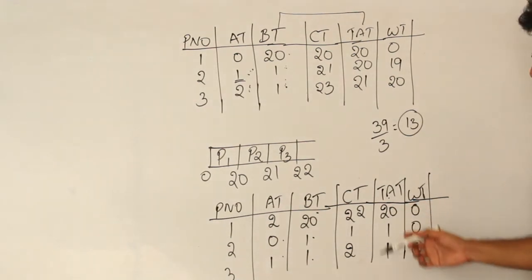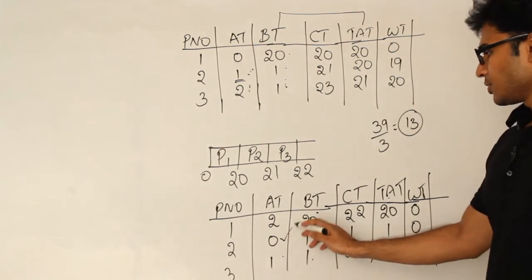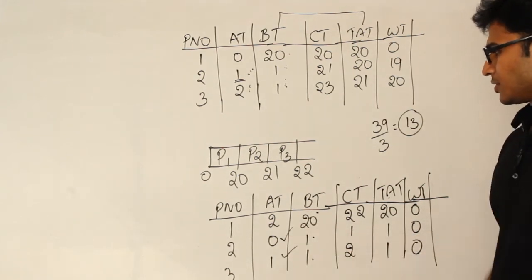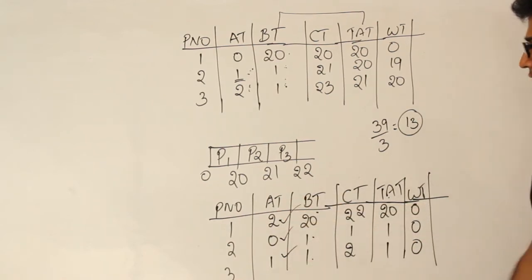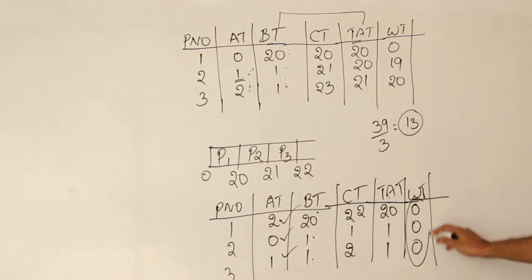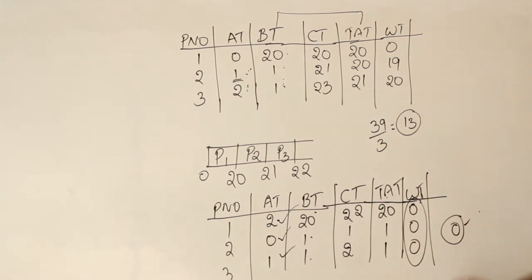So there is no waiting at all. No process is actually waiting. The reason is first P2 has been scheduled, then P1 has been scheduled, P3 has been scheduled as and when it arrived, and as and when it has arrived, P1 has been scheduled. There is no waiting time at all. So if this is the case, the average waiting time is 0, right?